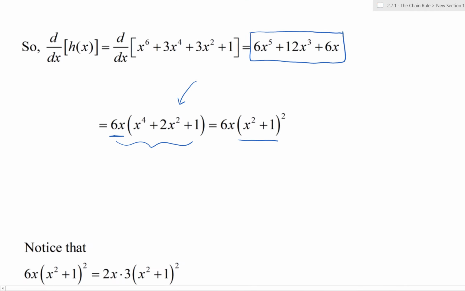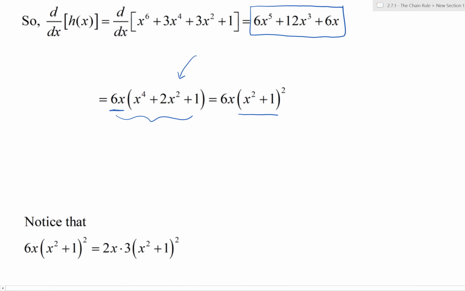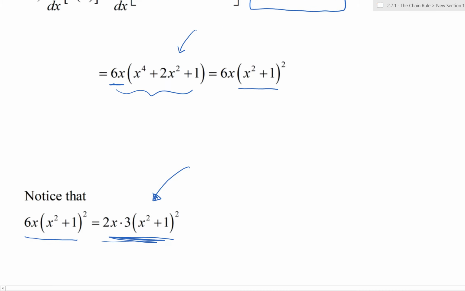Now, some other things to notice here. I could actually rewrite that result as this right down here. You might be wondering why I'm doing this right now, but you'll see in a moment, 6x can technically be written as 2x times 3, right? Because 2x times 3 is 6x. So our derivative is the same as this result on the right, 2x times 3 times the quantity x squared plus 1 squared. That's our derivative of our composite function.